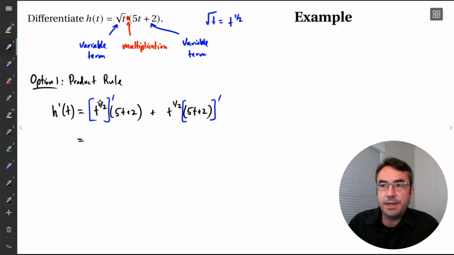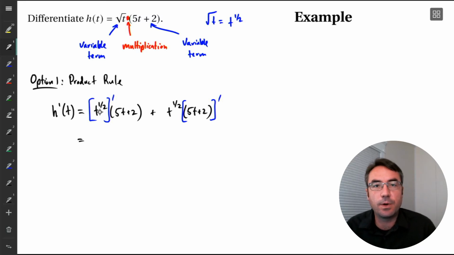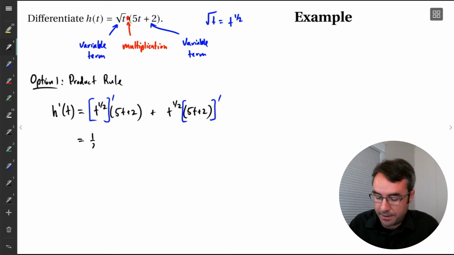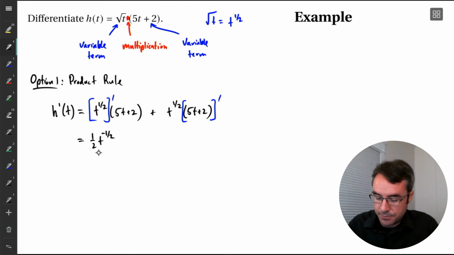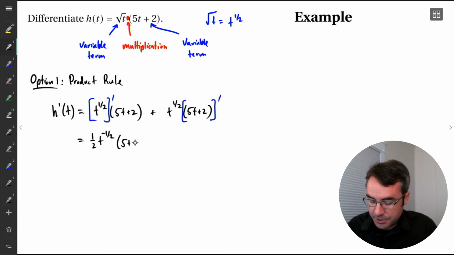So over here, we need to differentiate this t raised to the 1/2. So this is just power rule. Bring the 1/2 down, keep our variable the same, and then subtract 1 from the exponent. So we go from 1/2 down to negative 1/2 when we subtract 1. So that takes care of the first term there. We differentiated that. This 5t plus 2 is outside the brackets, so it just stays the same.